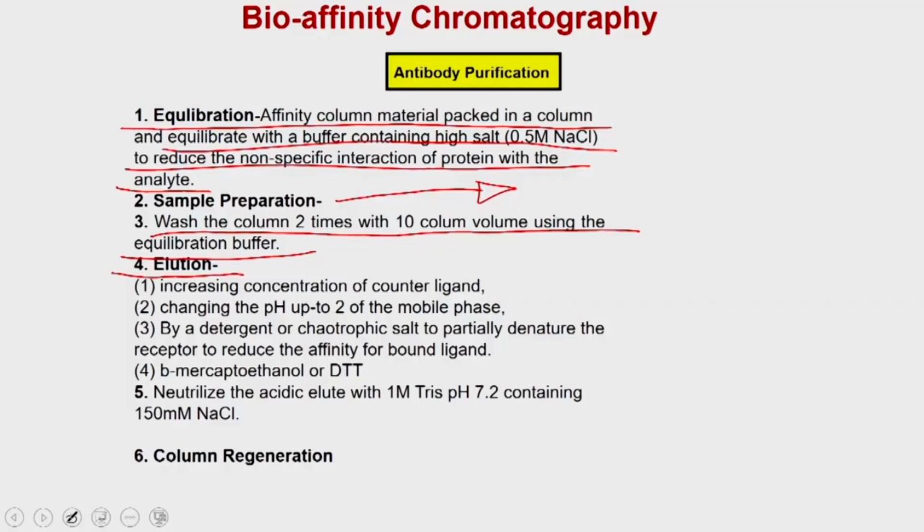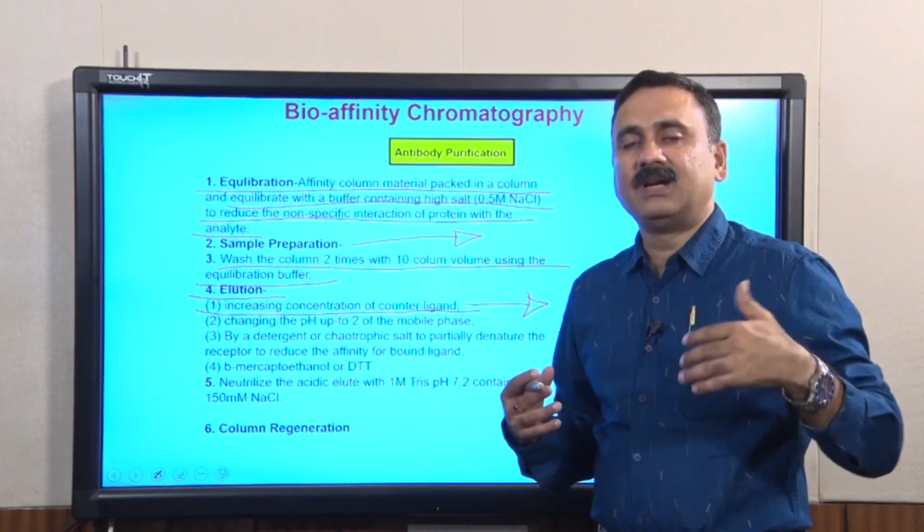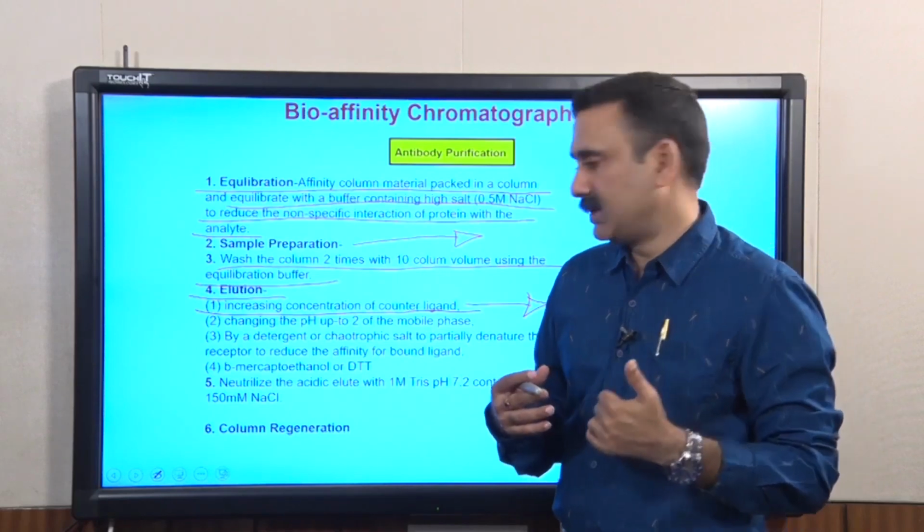What you can do is increase the concentration of counter ligand, which means you can add some counter ligand, and that is going to bind to these antigens instead, and in that process the antibody is going to be released.